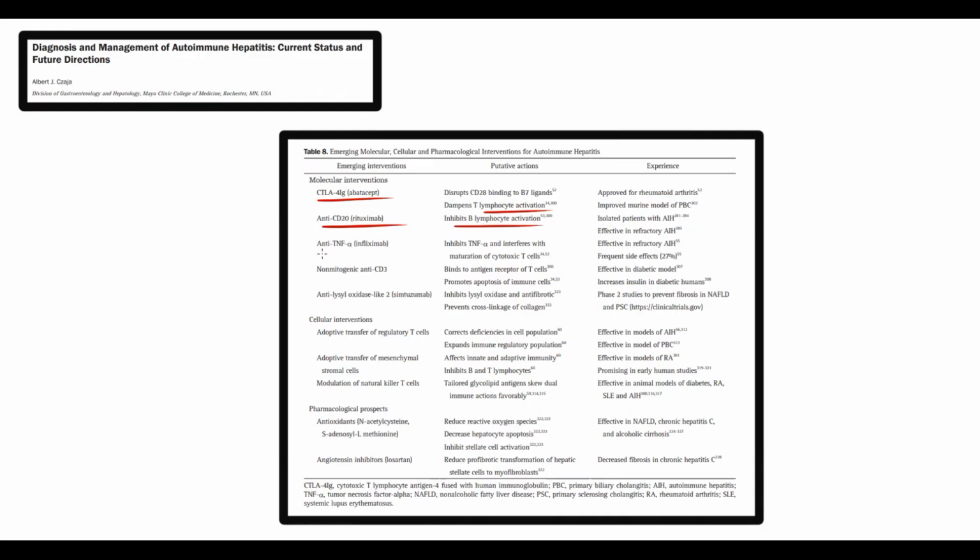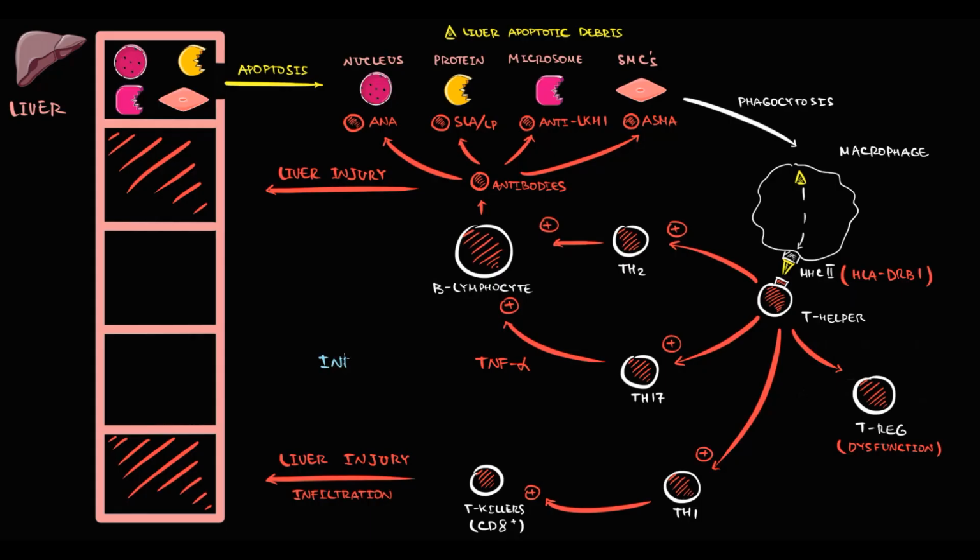And the third drug is infliximab. Infliximab inhibits TNF-alpha. With infusion, infliximab blocks TNF-alpha, and without this cytokine, the production of autoantibodies by B lymphocytes slows down, and the lower the amount of autoantibodies, the less severe is the tissue injury.